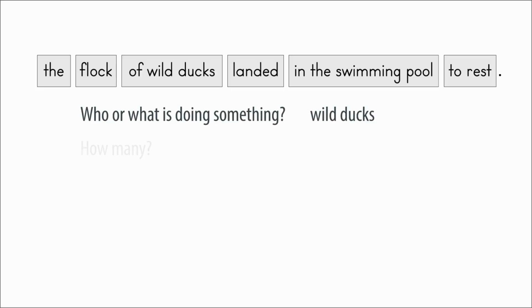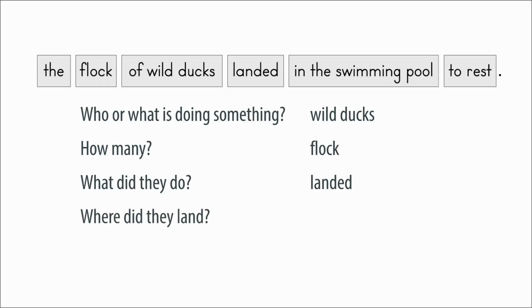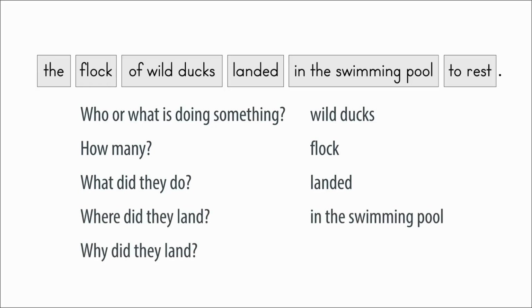Wild ducks. "How many?" Flock. "What did they do?" Landed. "Where did they land?" In the swimming pool. "Why did they land?" To rest.